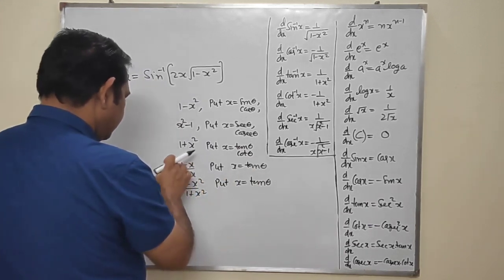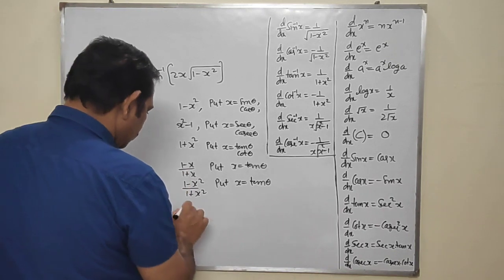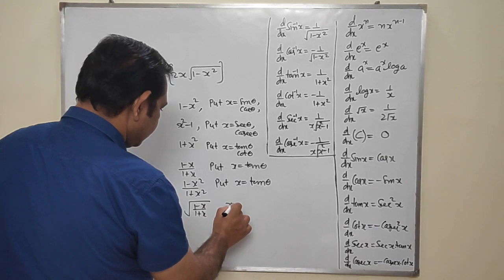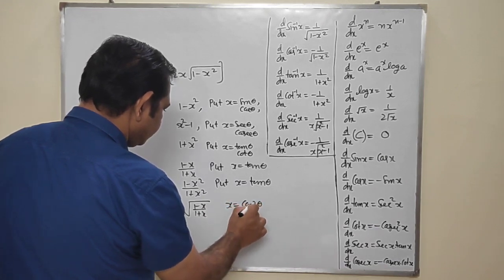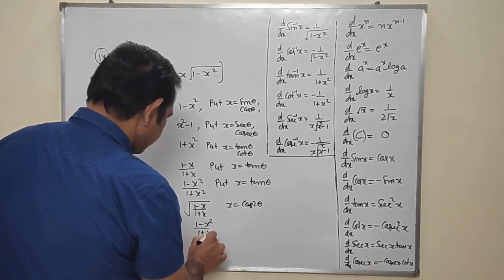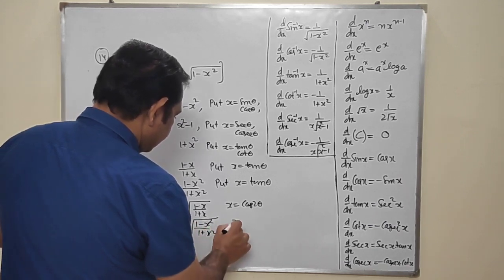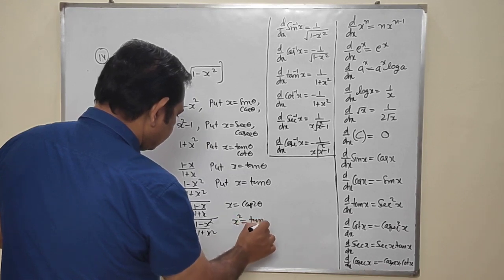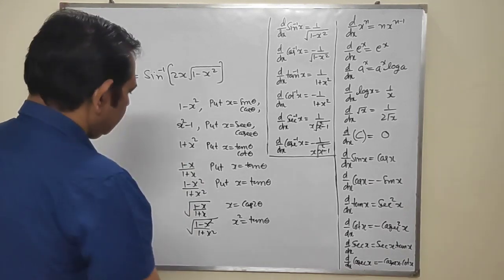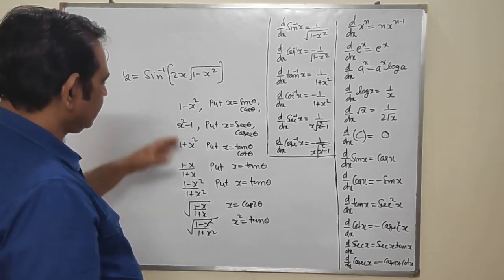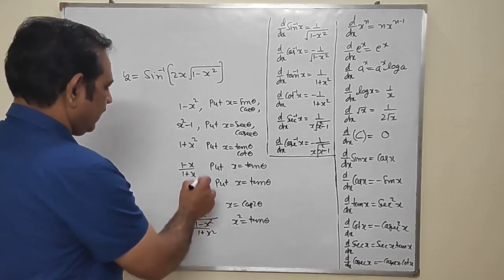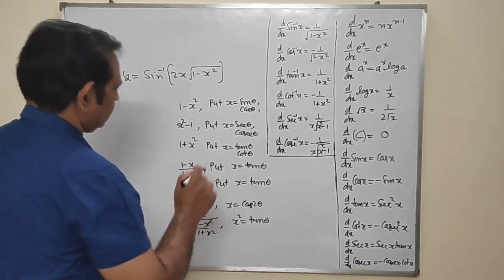Similarly, if you are having these two terms in under root sign, for example 1 minus x upon 1 plus x, put x is equal to cos 2 theta. If 1 minus x square upon 1 plus x square is in the under root sign, then x square is equal to tan theta. So these substitutions you have to remember. We have some more substitutions, but these are more than enough. So first of all, learn these substitutions and then do the next question.